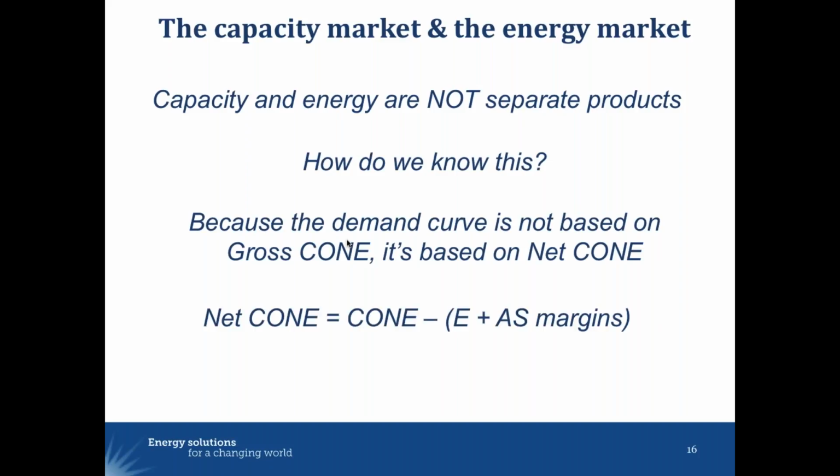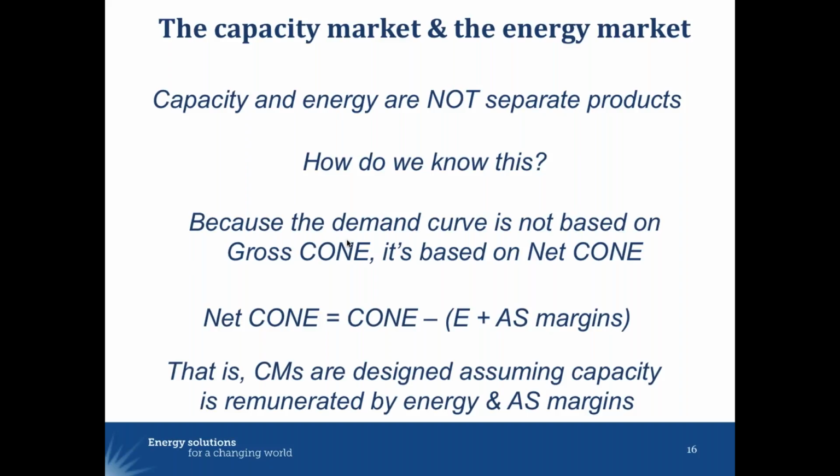What does that mean? That means that the demand curve is constructed by taking the gross cost, in other words, the total levelized investment cost for a new entrant, and that could be a combustion turbine, it could be a combined cycle plant, whatever, and subtracting from that the margins that that plant would be expected to earn in the energy and ancillary services markets. In other words, capacity markets by design assume that capacity is actually remunerated by energy and ancillary services markets.